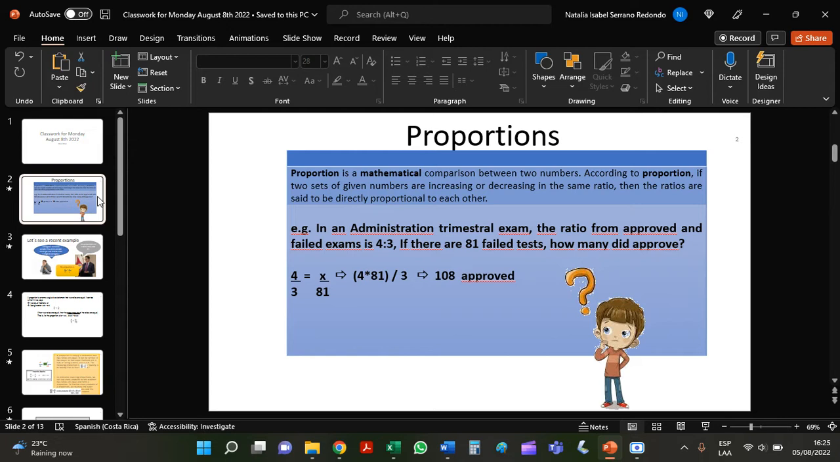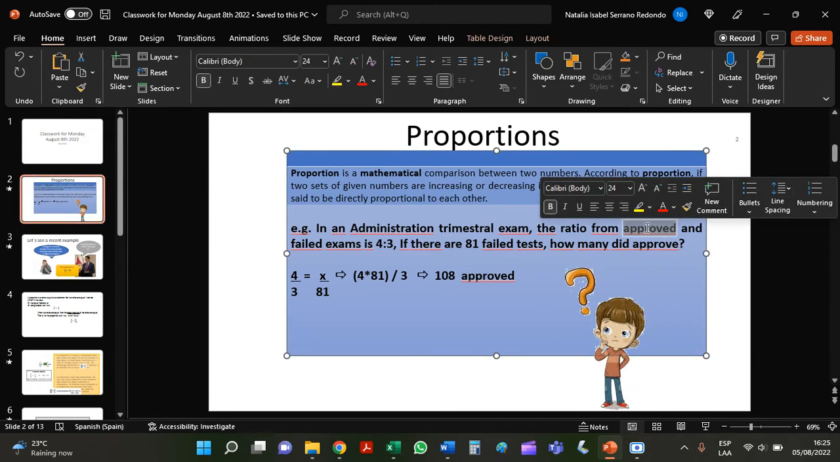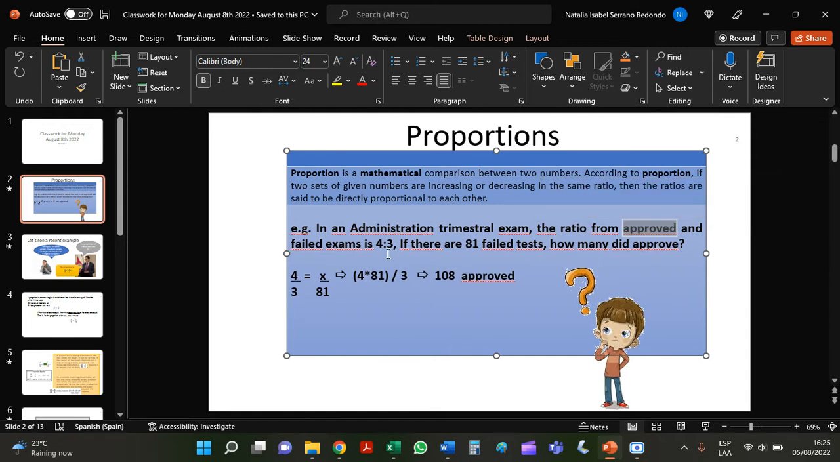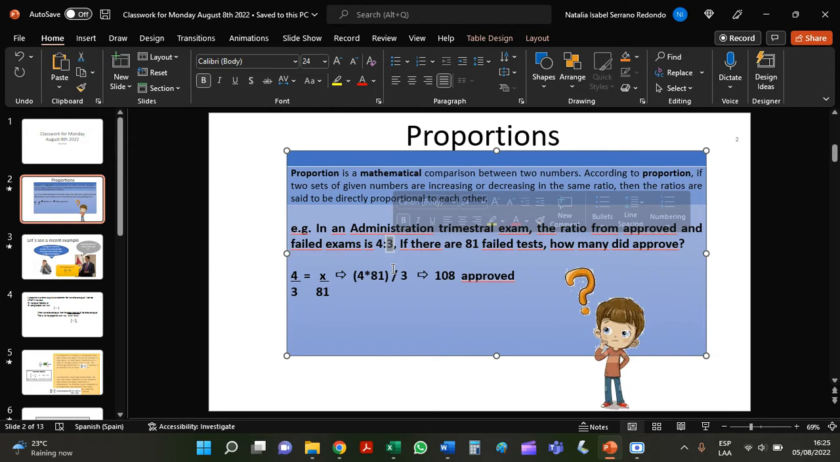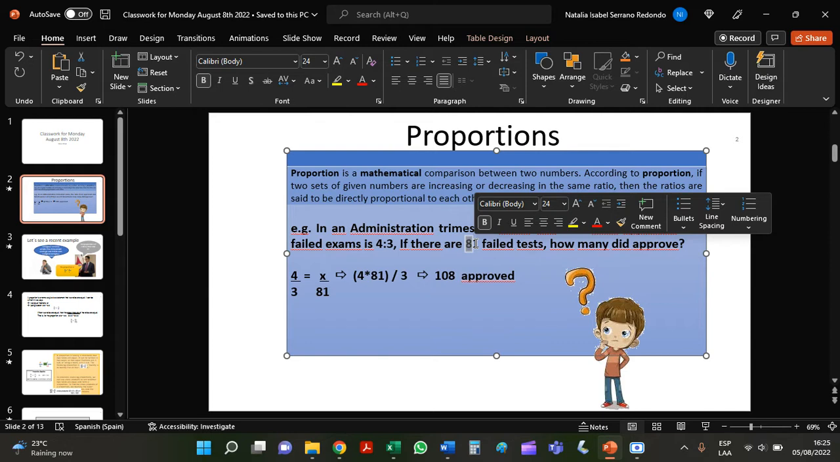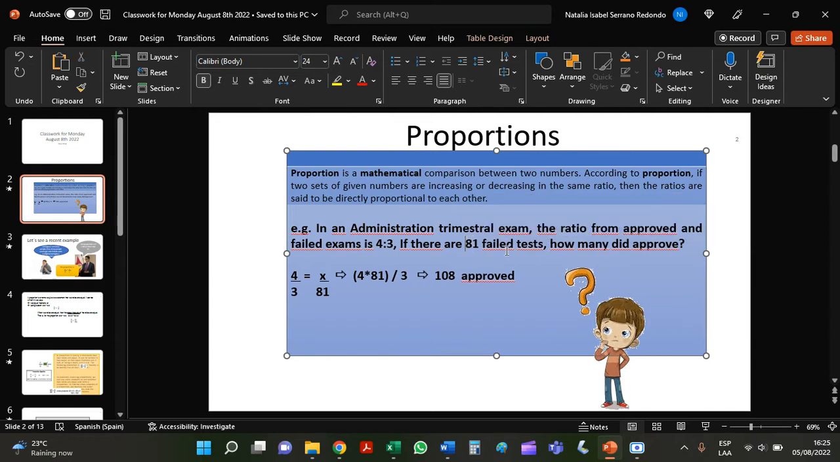The ratio of approved and failed exams is 4 to 3. So it is very important that you remember the first characteristic I am mentioning is approved. Therefore, the first number corresponds to the approved people. Failed is the second characteristic mentioned. Therefore, the second number corresponds to the failed tests. If there are 81 failed tests, how many were approved?